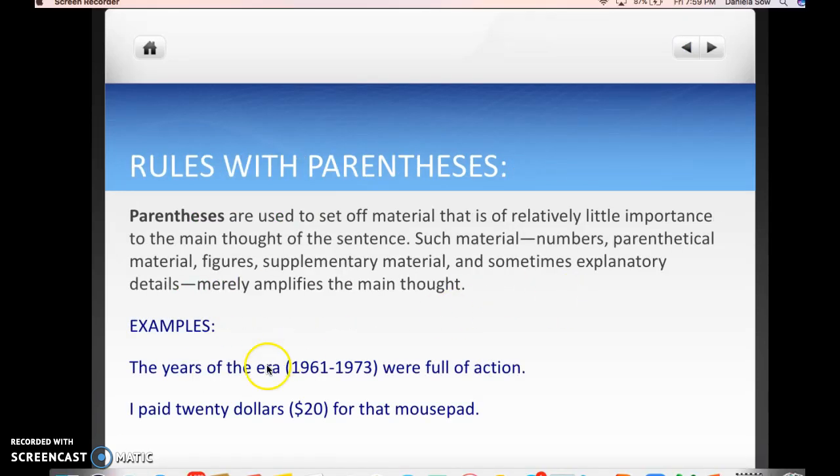So this is on rules with parentheses, and you'll see here that this is an example of how you might use parentheses: the years of the era, 1961 through 1973, were full of action. And then the last statement is I paid $20, and then that's in a numerical form for that mouse pad.